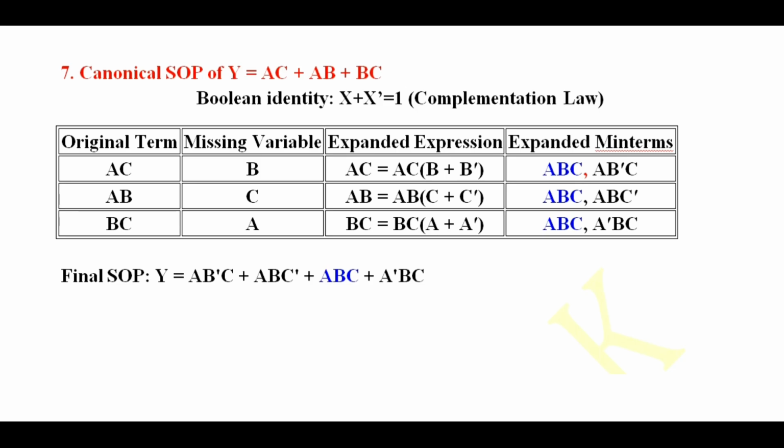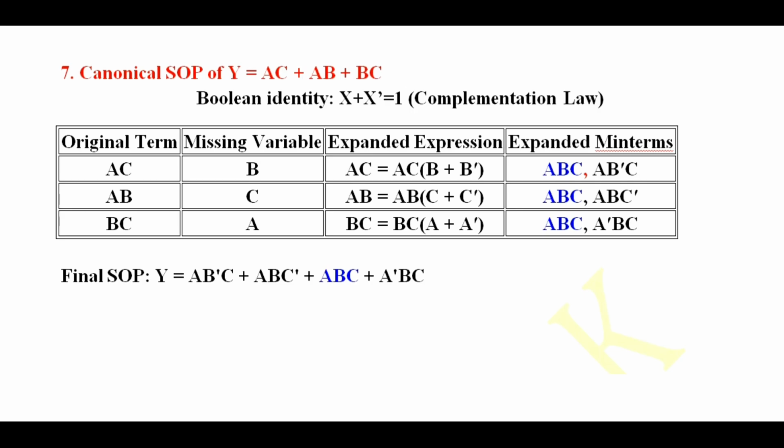Next, the second term AB. Here C is missing. To include C, we again use the identity C plus C dash equals 1. So we can rewrite AB as AB into C plus C dash. Just like before, since C plus C dash equals 1, we haven't changed the value of AB. Now we distribute AB across C plus C dash. This gives us ABC plus ABC dash.